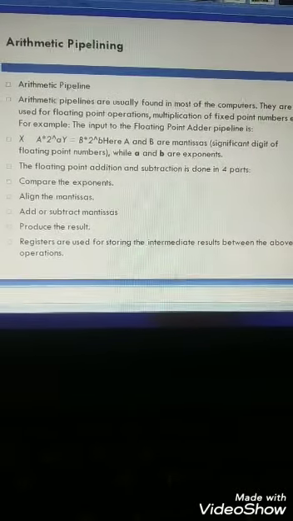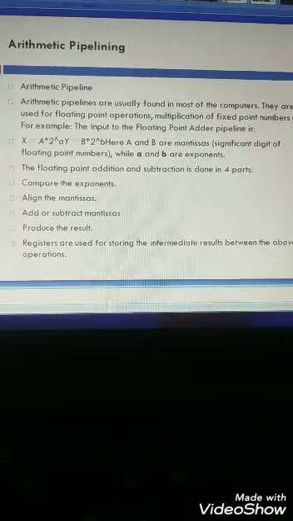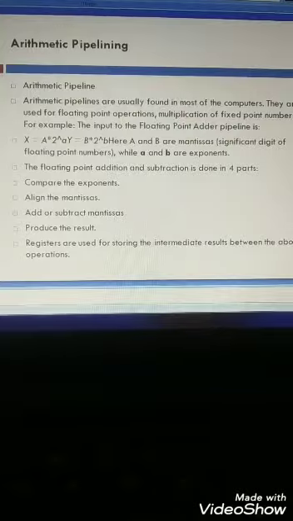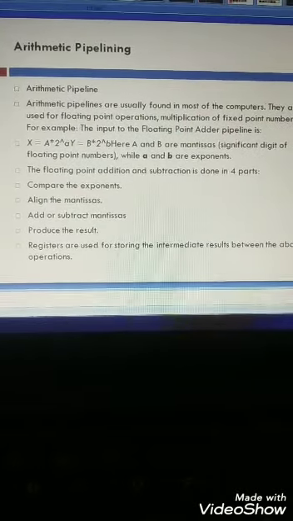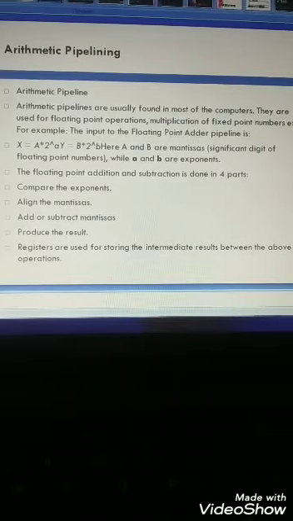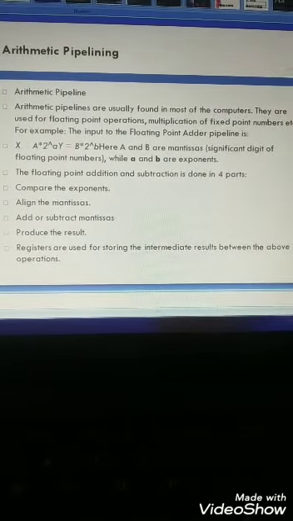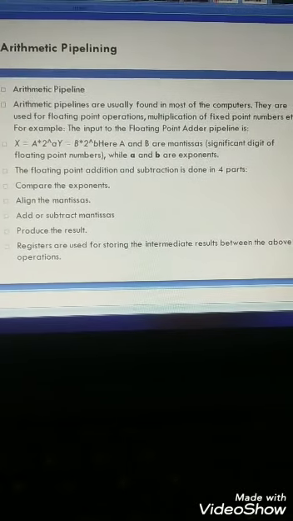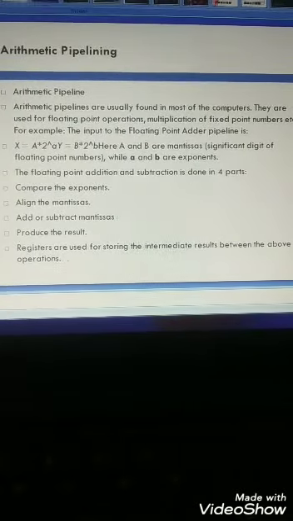Next is the types of pipelining. Pipelining is divided into two types: arithmetic pipelining and instruction pipelining. Arithmetic pipelines are usually found in most computers because they mostly operate on floating point operations and fixed point numbers.